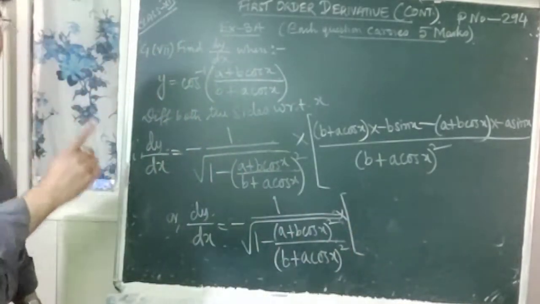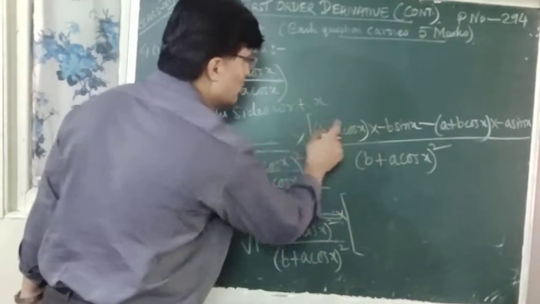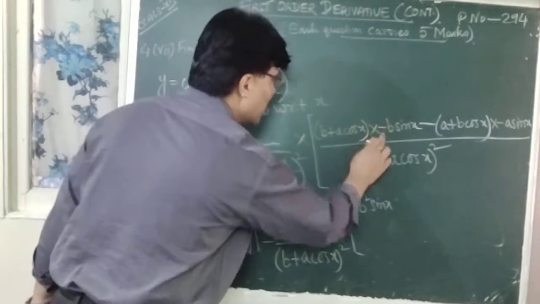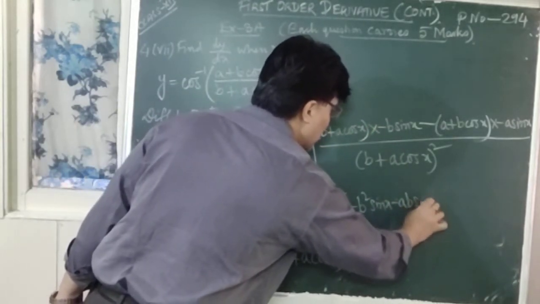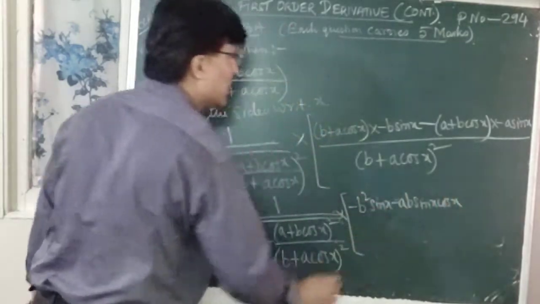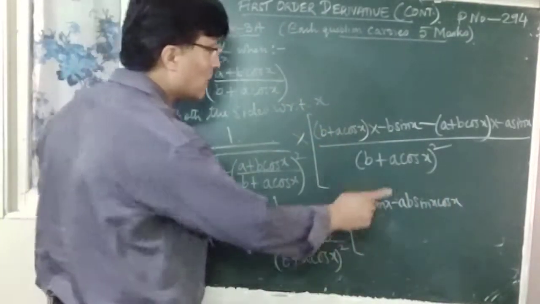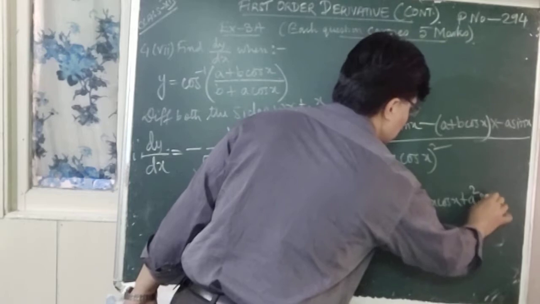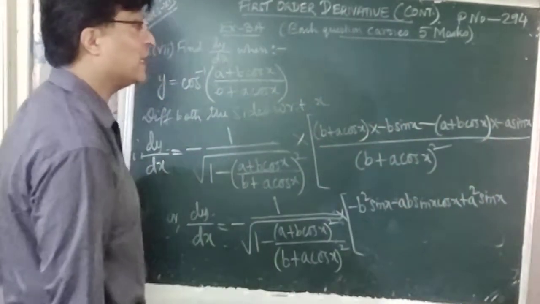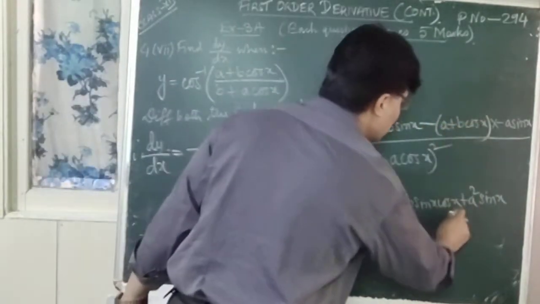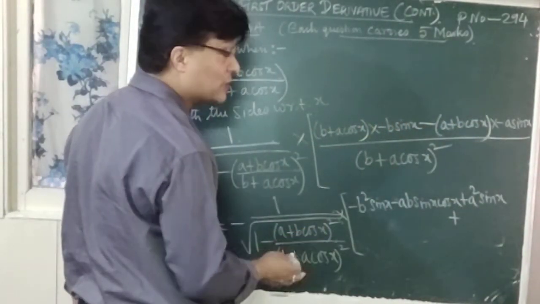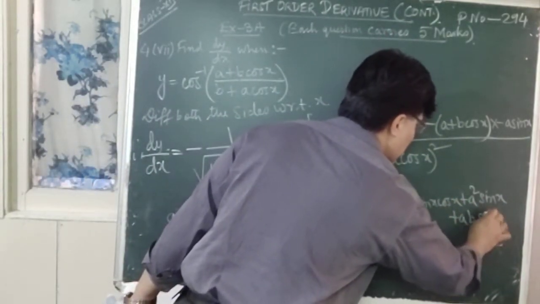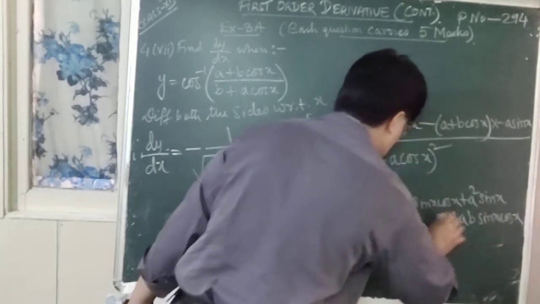Now within the third bracket, let us simplify it. So it is b into minus b sin x, that is minus b square sin x, plus or minus minus ab sin x cos x, right? Next, now minus a into minus a sin x, that is plus a square sin x. Then minus into minus is plus ab sin x cos x.